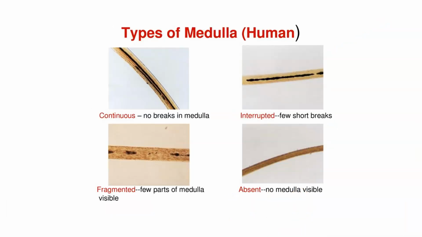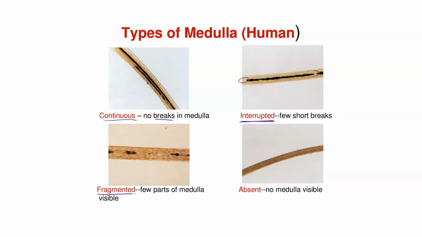So here are pictures that talk about the types of medulla in humans. Now in animals it is different, but in humans you will see these medullary types. The medulla, remember, is that core. It's basically the lead within a pencil. And so a continuous medulla, or a continuous core, would be a hair shaft that has a medulla with no breaks in it. An interrupted medulla would almost look like it's continuous, but there are a few breaks. There's a break, here's a break, okay? And if it has a few breaks that interrupt the continuousness of the medulla, it's called an interrupted medulla.